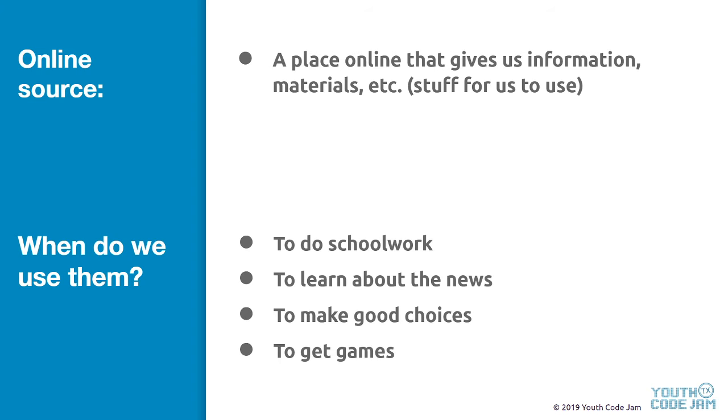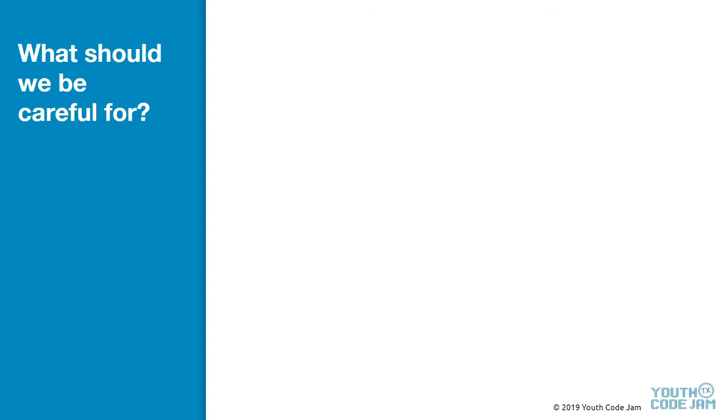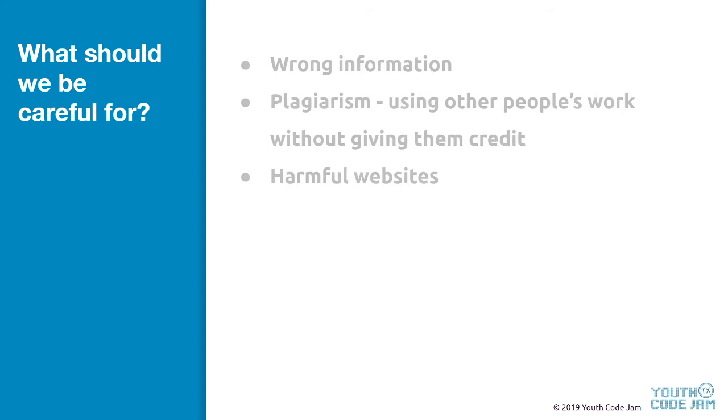A lot of people get games from online sources, things like the Apple Play Store or the Google Play Store, places where you can get stuff to use. And I'm sure there are many more examples of online sources that you can think of that you use probably on a regular basis. So, what should we be careful for when we're using online sources?